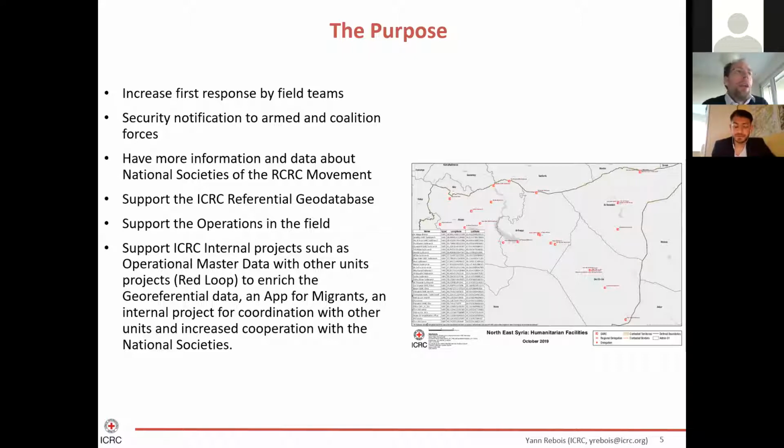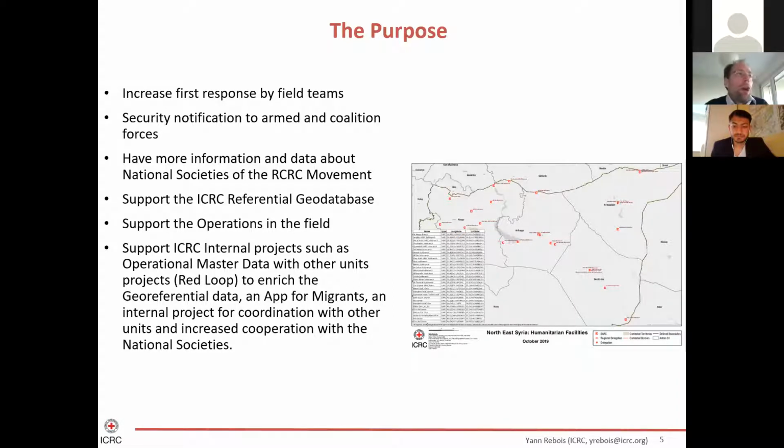The second key aspect is security. It's related to the notification to the stakeholders to say that typically here we have some national society presence. Please don't send shelling to this location. It's protected by the IHL.